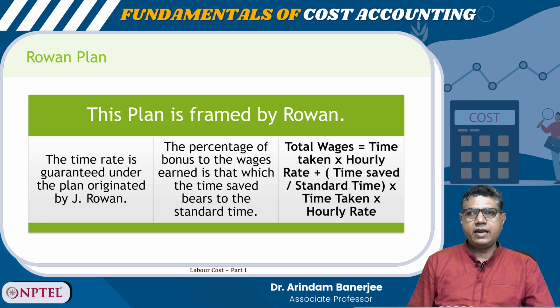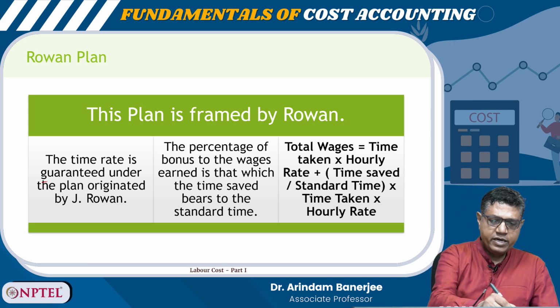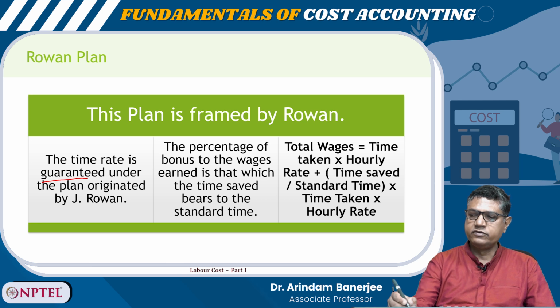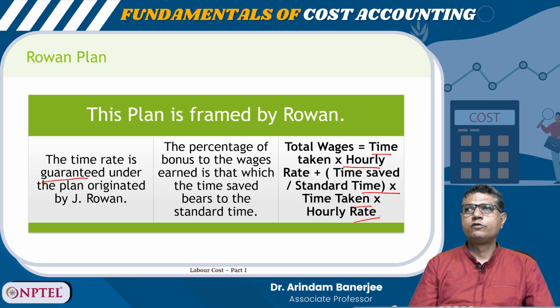Rowan plan is another plan, framed by Rowan. The time rate is guaranteed under this plan, and the percentage of bonus to the wages earned is that which the time saved bears to the standard time. Total wages is equal to time taken into hourly rate plus time saved by standard time into time taken into hourly rate. So, we can calculate the total wages by using the Rowan plan.